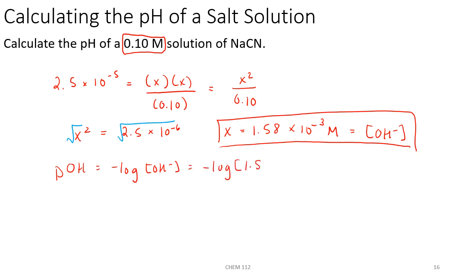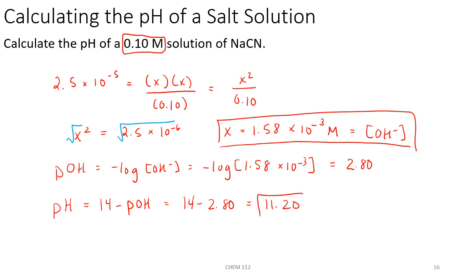So negative log of 1.58 times 10 to the negative third gives us our pOH, which comes out to about 2.80. And then the pH of our sodium cyanide solution will be the pKw minus the pOH. So we'll have 14 minus 2.80, which comes out to 11.20.